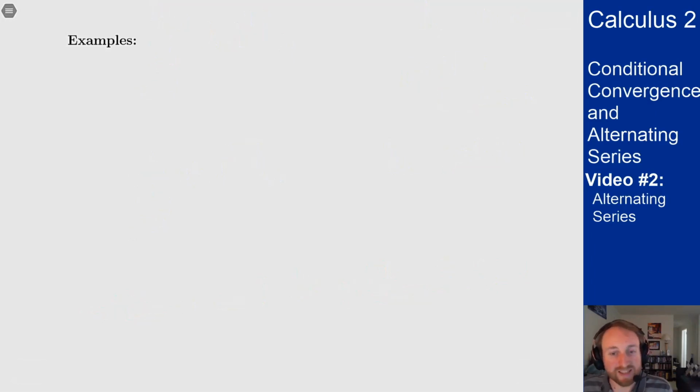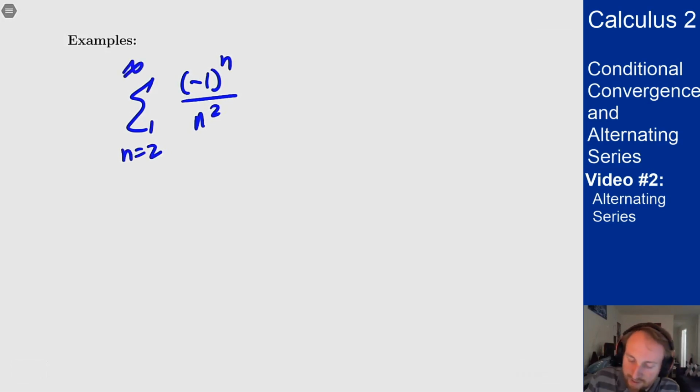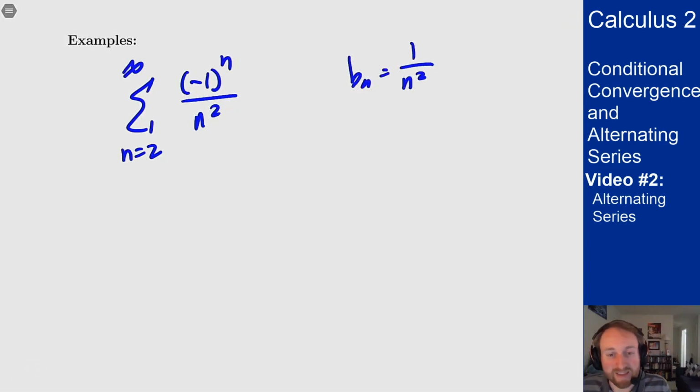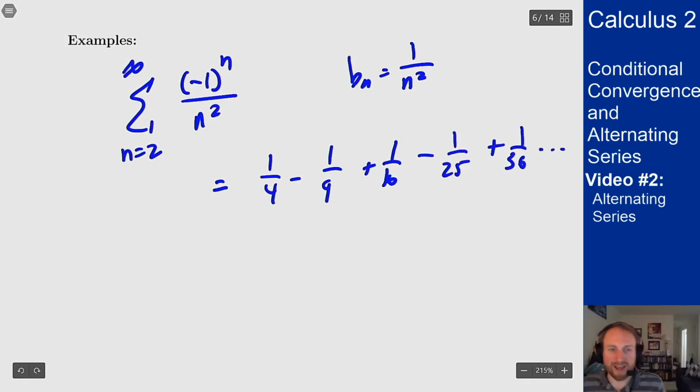So what are some examples of these? Well, we've seen some of these before, actually. Things like negative 1 to the n over n squared, n from 2 to infinity. That's an alternating series because my bn here is 1 over n squared, and then I have my negative 1 to the n to make them alternate between positive and negative. So this series would start 1/4 minus 1/9 plus 1/16 minus 1 over 25 plus 1 over 36, and so on. Every other term is positive and negative. And this minus 1 to the n is a common thing you'll see in these series because that's how you know that it goes back and forth between plus and minus signs.